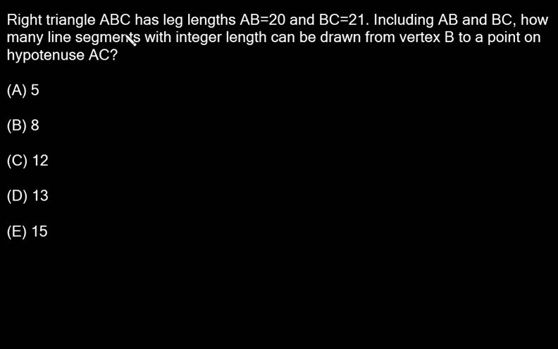It says right triangle ABC has leg lengths AB equals 20 and BC equals 21. How many line segments with integer length can be drawn from vertex B to a point on the hypotenuse AC? Let's draw out right triangle ABC.